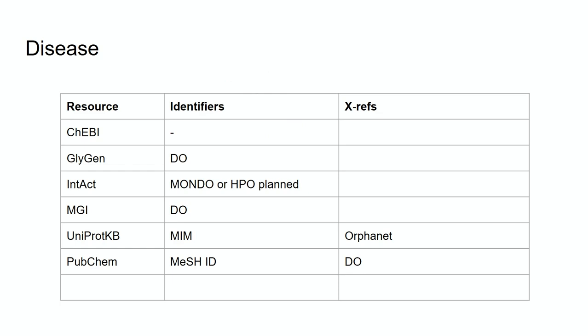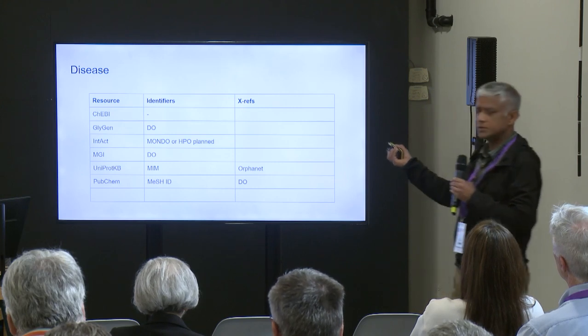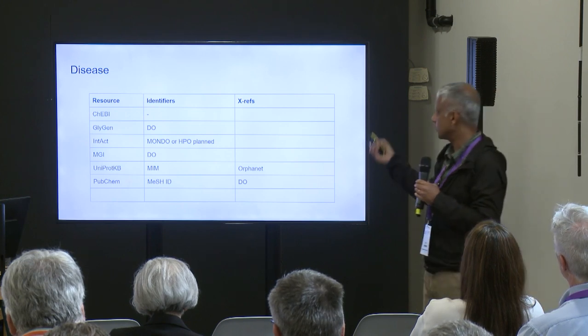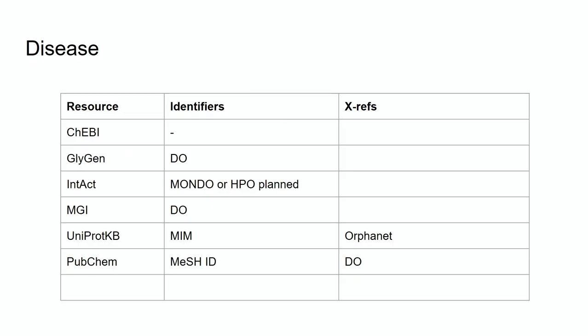Disease, again, we didn't have enough time, but at least these are the ones that were mentioned. In ChEBI right now, they don't connect to any diseases. In GlyGen, we are primarily using Disease Ontology, and we rely on the DO group to connect to the other ontologies. IntAct are planning on using Mondo and/or HPO. MGI has DO, but in the workshop there was nobody from MGI, so at least that's what we know.